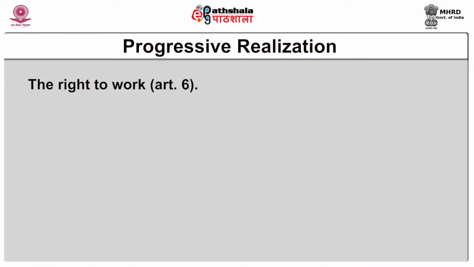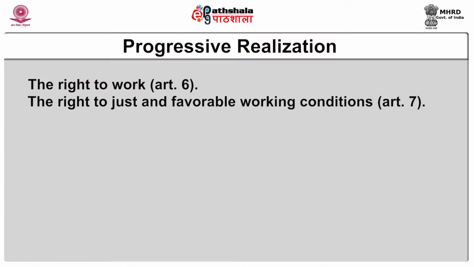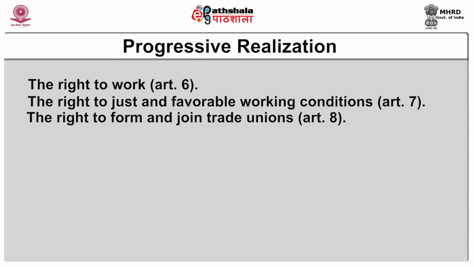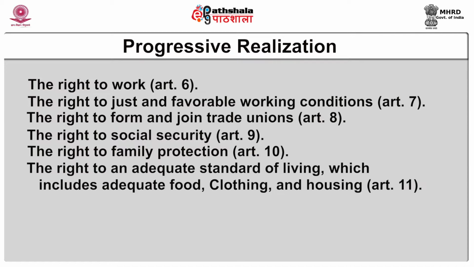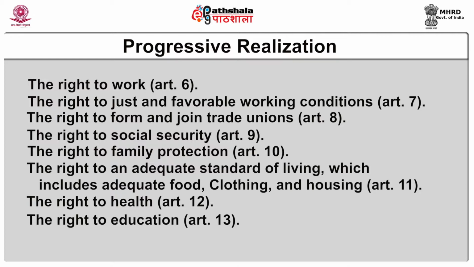They include the right to work, Article 6; the right to just and favorable working conditions, Article 7; the right to form and join trade unions, Article 8; the right to social security, Article 9; the right to family protection, Article 10; the right to an adequate standard of living, which includes adequate food, clothing and housing, Article 11; the right to health, Article 12; and the right to education, Article 13.